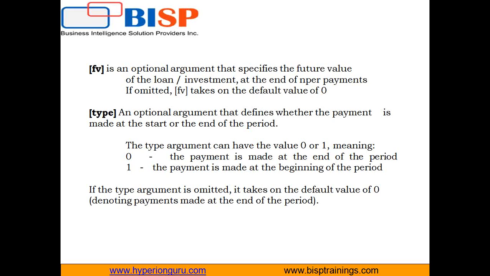And then finally you have the type of payment you are going to be making, and that can either be 0 or 1. If it's 0, you make payment at the end of the period. If it is 1, then you are making the payment at the beginning of a period. And if you omit passing this argument, then the default value will be 0, which shows that the payment is done at the end of the period.